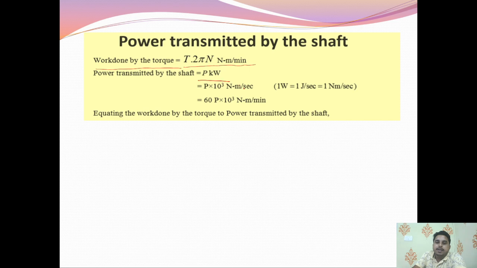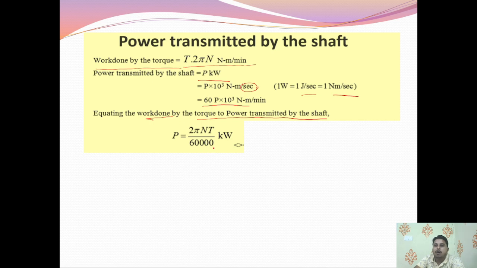Now, if we convert to watt, which is equal to joule per second, which is equivalent to Newton meter per second, then it is P into 10 to the power 3 Newton meter per second. If we convert second into minute, then the power transmitted by the shaft is equal to 60 P into 10 to the power 3 Newton meter per minute. Now equating the work done by the torque to the power transmitted by the shaft, what will we have? P is equal to 2 pi N T divided by 60,000 kilowatt.